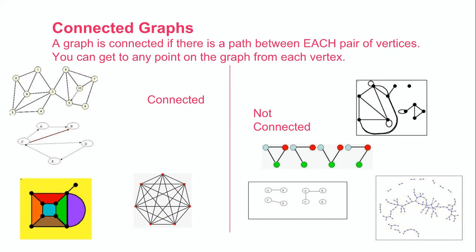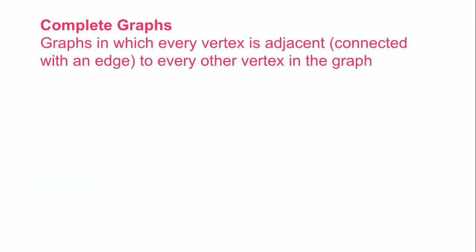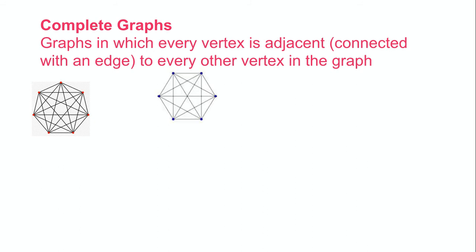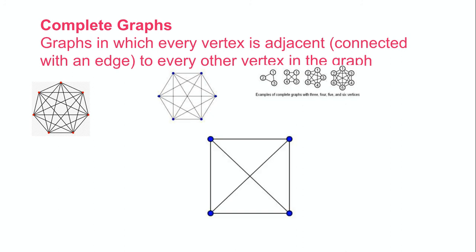Another important vocab term that you need to know is a complete graph. A complete graph is a graph in which every vertex is adjacent to every other vertex. Or another way of saying that is there is an edge from every vertex to every single one of the other vertices. So these are examples of complete graphs. There's an edge connecting every vertex to every single one of the other vertices. That makes it a complete graph. So these are all examples of complete graphs.